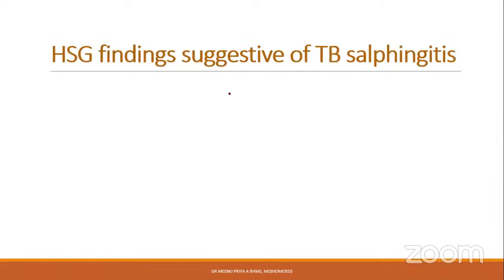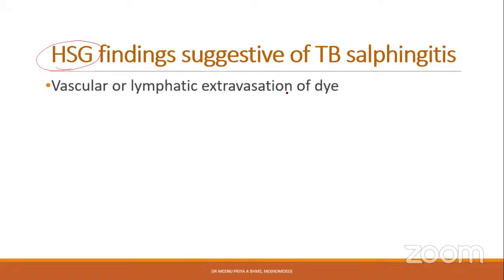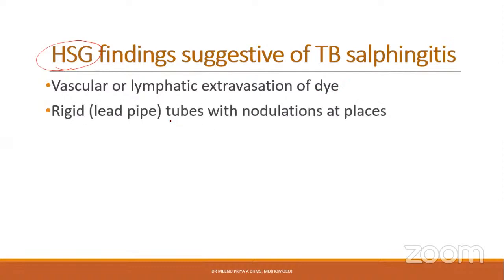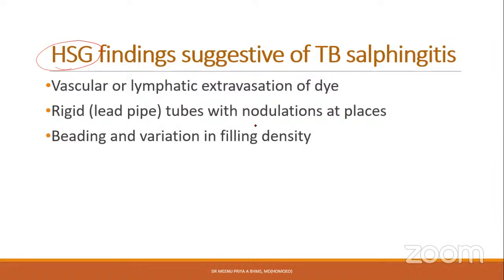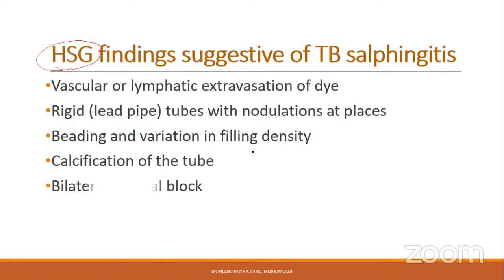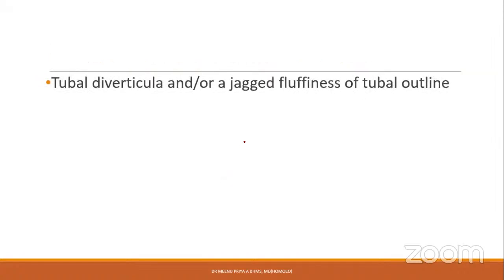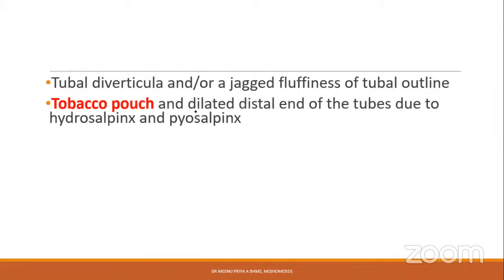HSG findings, that is hysterosalpingography, suggestive of TB salpingitis. Any condition that is affecting the fallopian tube, you will go for HSG. So in TB salpingitis, the findings are vascular or lymphatic extravasation of dye, and rigid lead pipe tubes with nodulations at places, beading and variation in filling density, calcification of tube, and bilateral cornual block. Diverticular and jagged fluffiness of tubal outline, tobacco pouch.